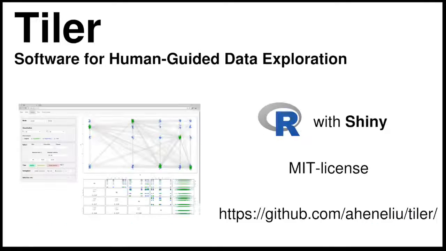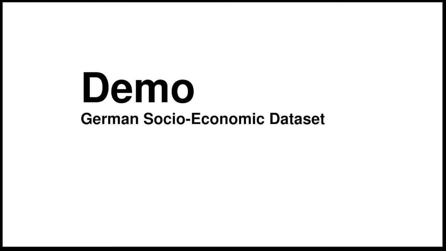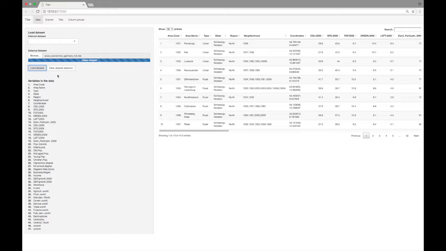Tyler is an open source, cross-platform software tool developed in R using Shiny and runs in the web browser. We now show a demonstration of how Tyler is used to investigate relations in a dataset containing German election results and different socio-economic factors. When we load a dataset, we are shown the variables in the dataset and a part of the data.